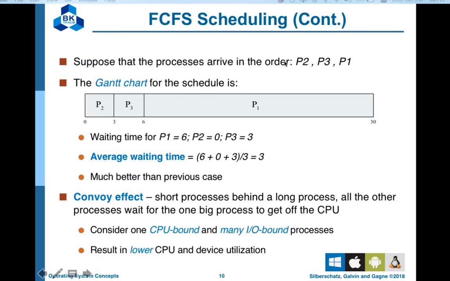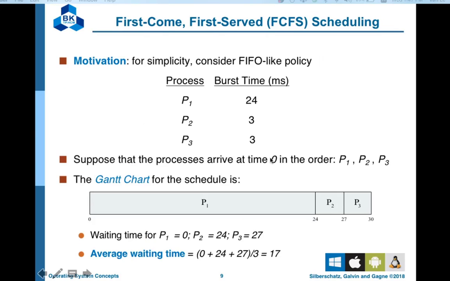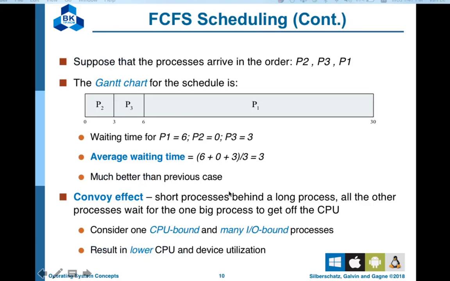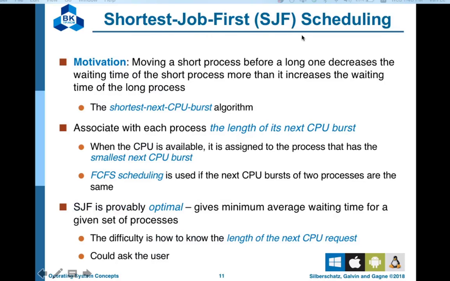So you see here, for example, if we arrange the processes in this order, P2, P3, and P1, the average waiting time here is only 3. But if we keep the original order, the average waiting time is 17. So that's why we say if we let the short processes run first, we will decrease the waiting time. That's the idea of shortest job first scheduling. We let the short process run before a long one, and this decreases the waiting time.